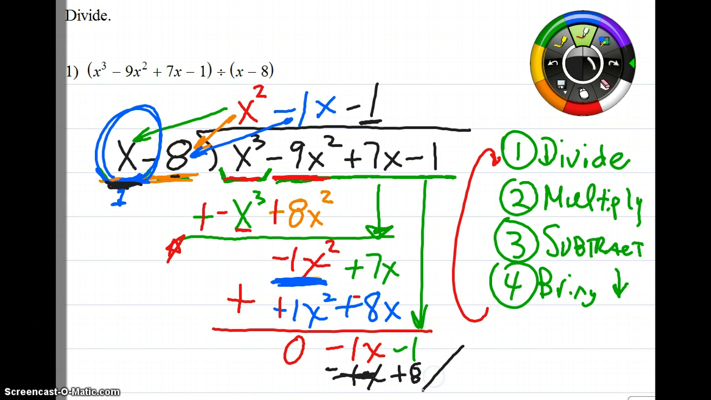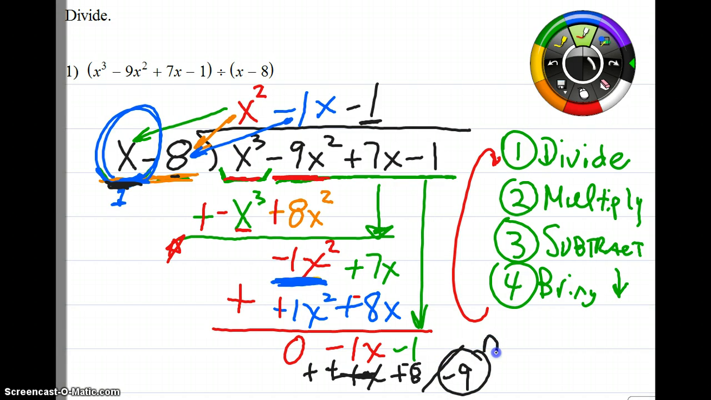I subtract. Again, negative 1x minus a negative 1x is going to be 0, but it's kind of hard to see, so just always change these to a plus a negative, and you can see now our remainder is going to be a negative 9. So look at our example with the numbers. What do I do with this remainder?